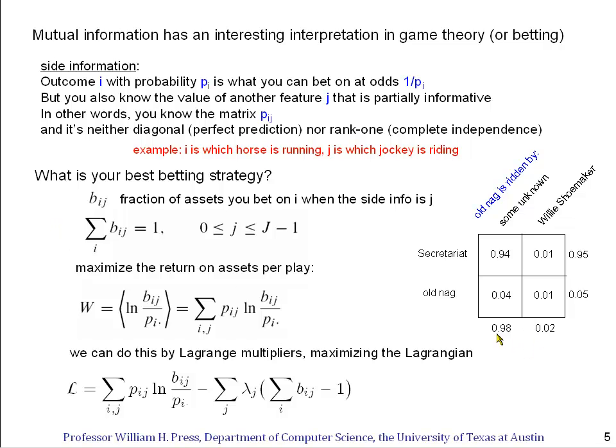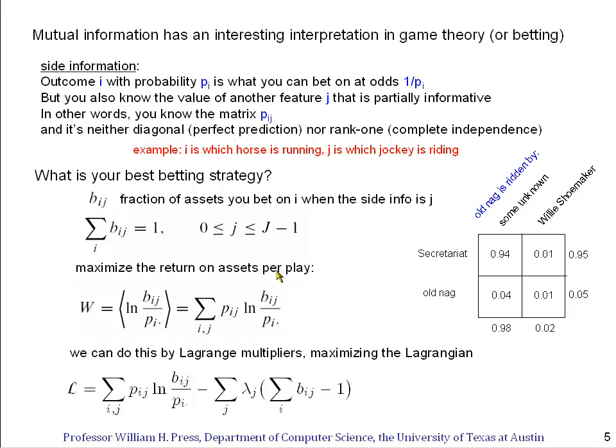Now, for each value of j, that is to say your side information, you have to know how to divide up your bets between the two horses. That is to say, there's a whole matrix which is the fraction of assets that you bet on i when the side information is j. And these have to add up to 1 when summed over i. In other words, j just fixes the side information, and then b_ij are the proportions of your assets that you bet on each horse, summing to 1.